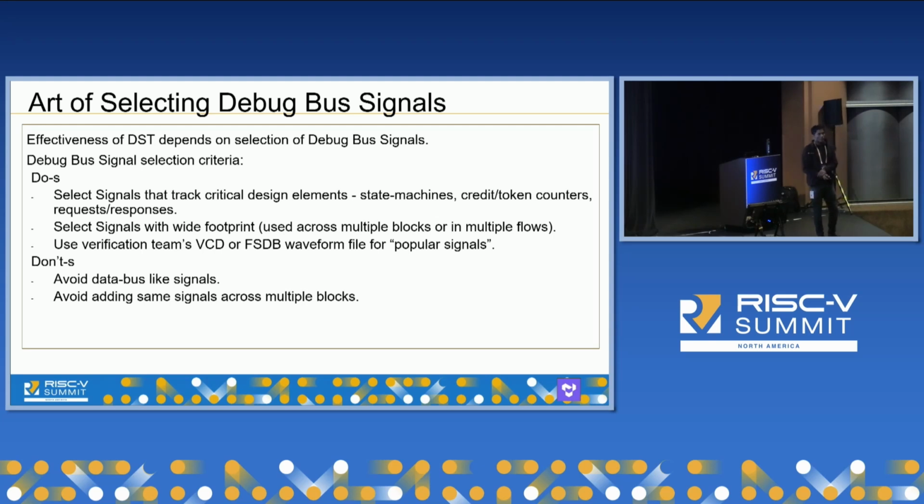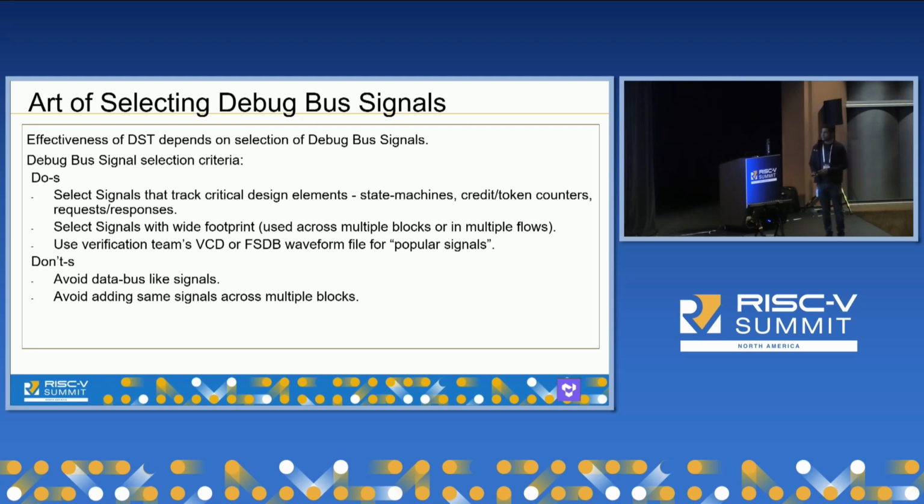Also, we should probably go with signals which have a wider footprint so that with that particular signal, you're probably covering multiple features. Another way is also basically talk to your pre-silicon guys and ask, what are the RC files your guys are using for your waveform analysis, and look for popular signals from there and use that in your debug bus.